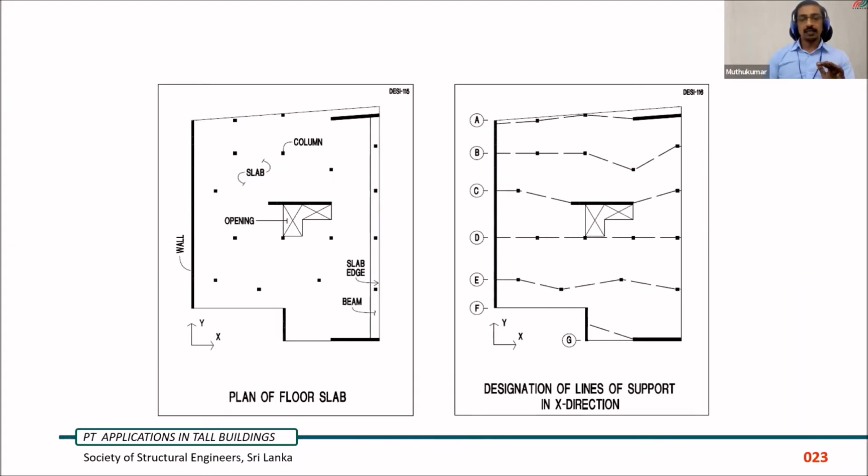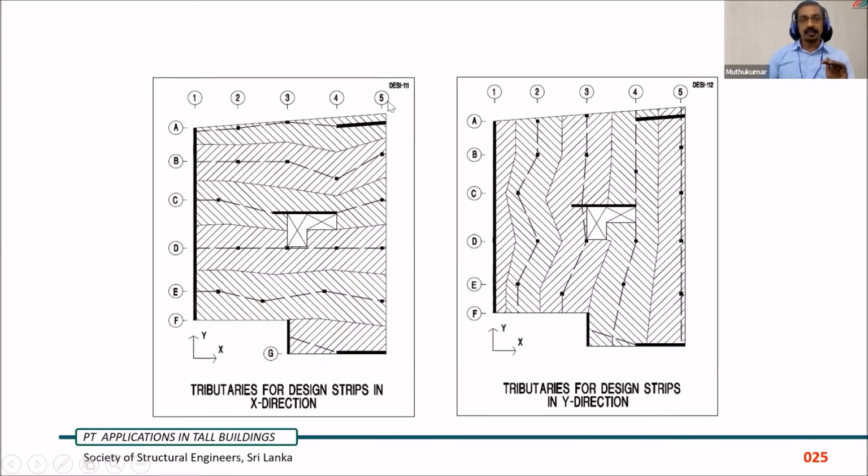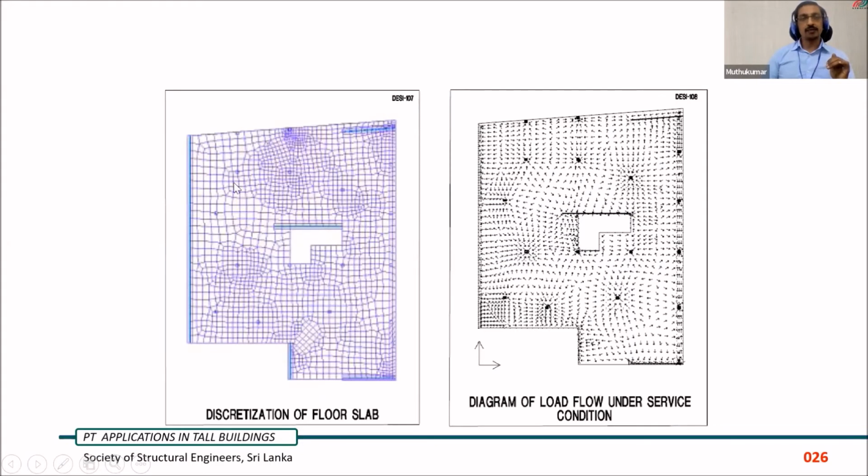So in a typical plan of a floor slab which has an irregular layout, we idealize the column support lines in both directions, both X and Y, and then we identify the tributary design strips and construct design strips for finite element analysis. In this finite element analysis, we will have interaction between the adjoining strips, which is not available in the equivalent frame analysis. Then we create a mesh using fine meshes, and these are the typical load transfer diagrams, showing load flow onto the column.